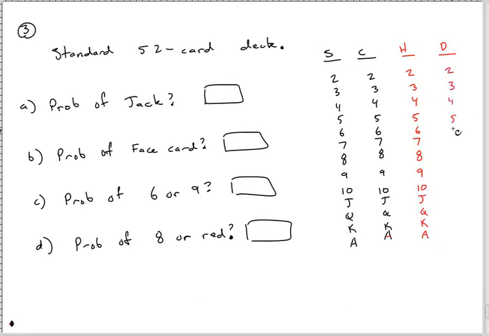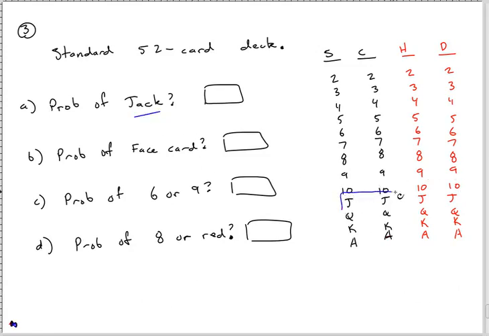4, 5, 6, 7, 8, 9, 10, jack, queen, king, ace. Okay, there we go. So, there. Perfect. All right, so we got all the cards. So it says, let's use different colors here. What's the probability of a jack?